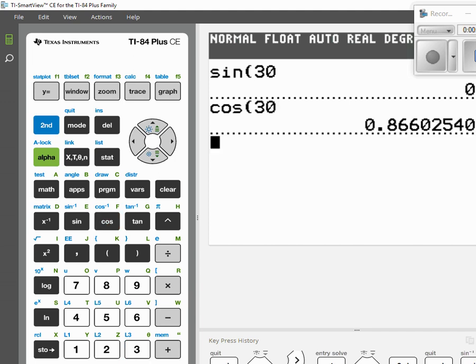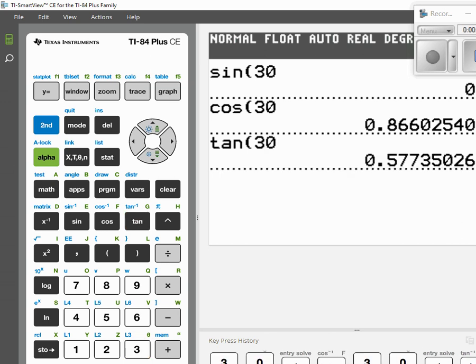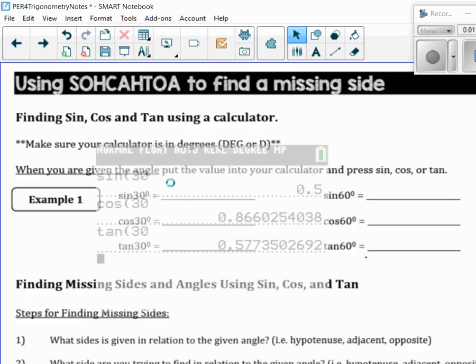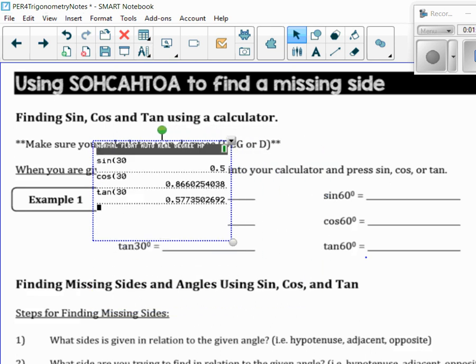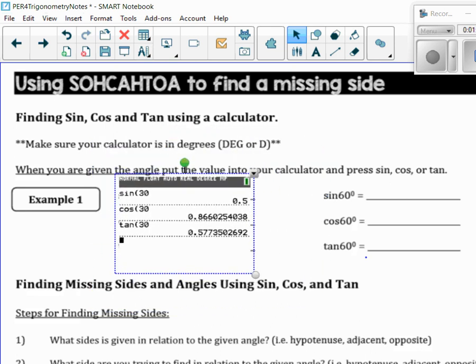What do we also have to do? Tan of 30. Everybody getting these answers? Then we're doing, okay, so I'm going to put this in here. I'm just going to make it smaller. Okay, so there is my sine of 30 degrees, cos of 30 degrees, tan of 30 degrees. Does everybody get that for their answers? No questions how we got that?